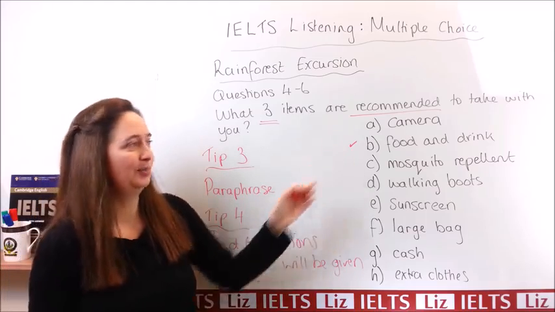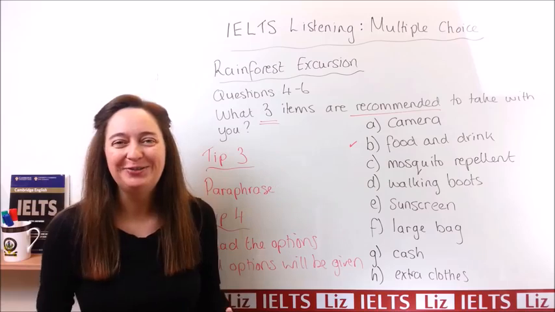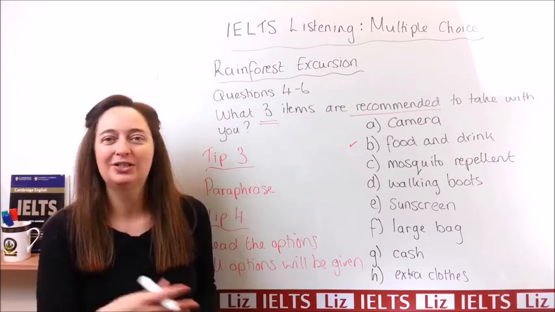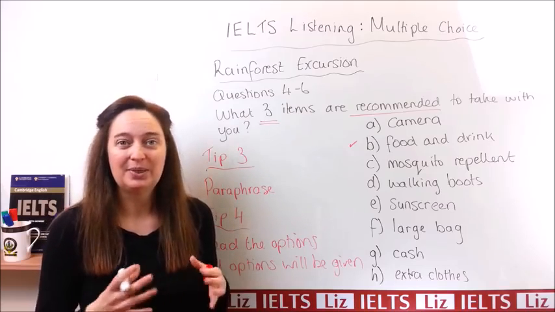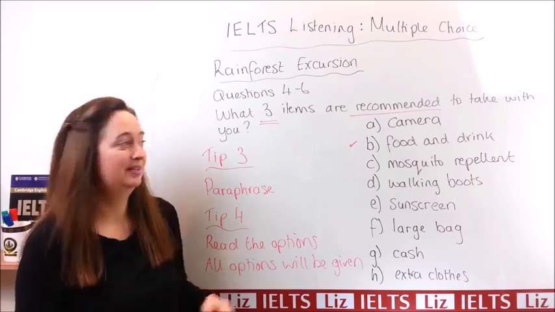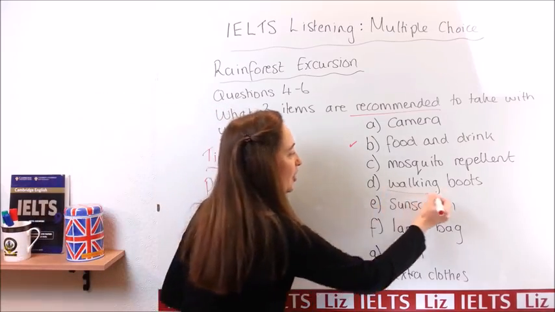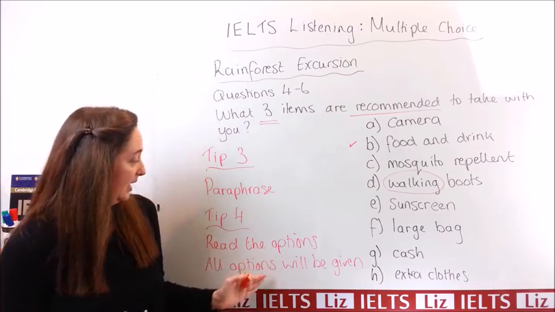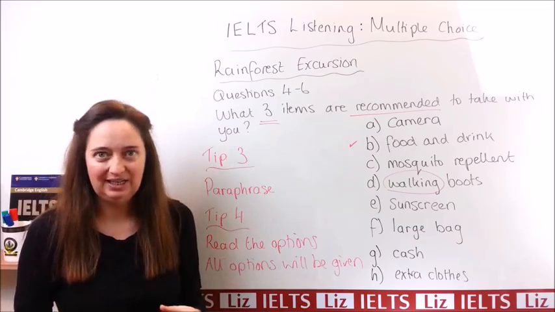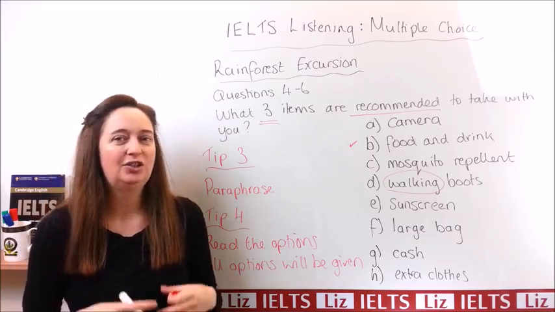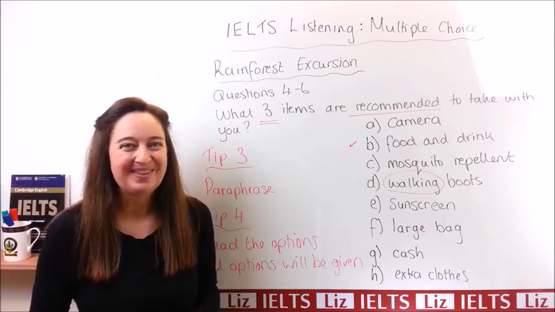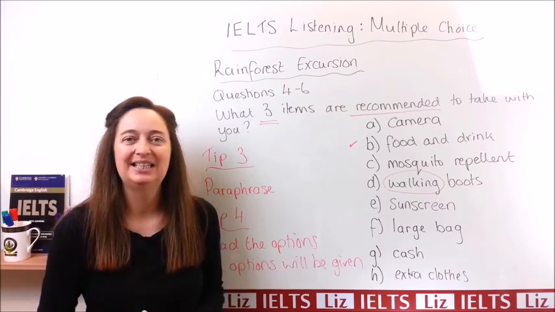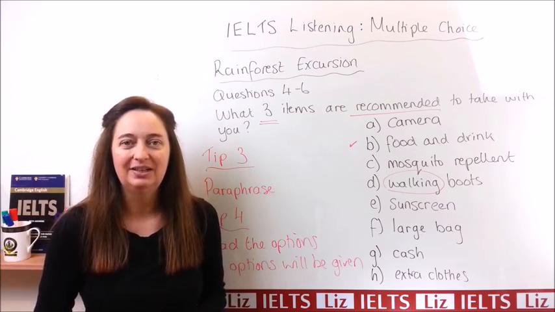And of course, it's fine to put a tick. You can write all over your listening paper if you want, because at the end of the listening, you have time to transfer your answers to the answer sheet. So it's no problem to underline words and to put ticks and to circle options. You can do whatever you want with your paper. So basically, tip number 4 is pay attention, keep listening. Don't think that the first option is your answer, because all these options will be mentioned in the listening, but you need to listen for the 3 recommended items.